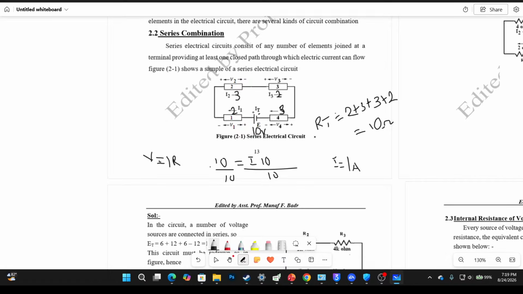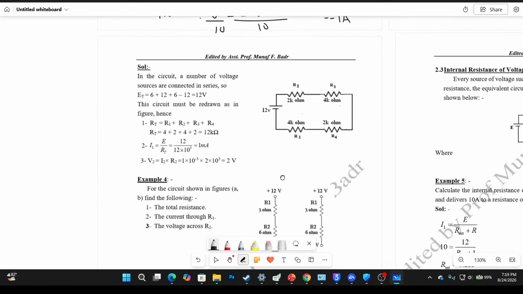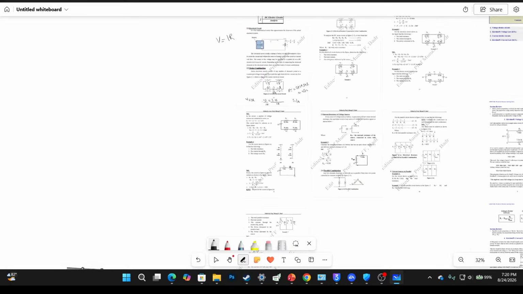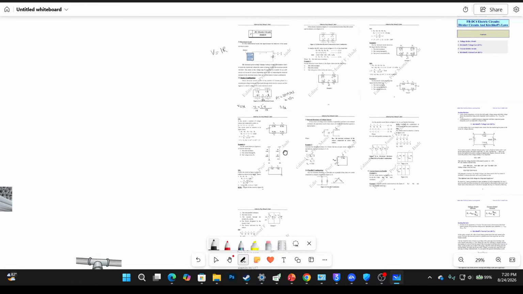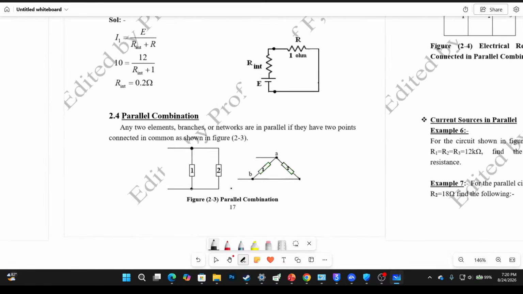Resistors in series. Let's move on to resistors in parallel. So when do we say resistors are in parallel? Parallel connection of resistors. We have two resistors over here, which is our resistor 1 and resistor 2.